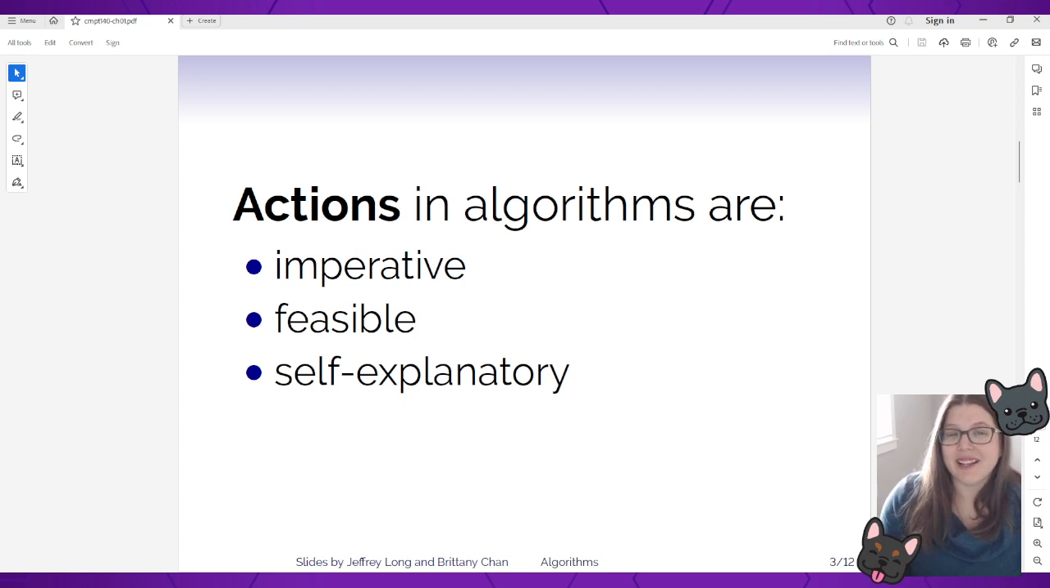The key thing when it comes to actions and algorithms is that they have to meet these three characteristics that we talked about in the textbook in order for it to truly be an algorithm. So they have to be imperative. They have to be in order to do something.